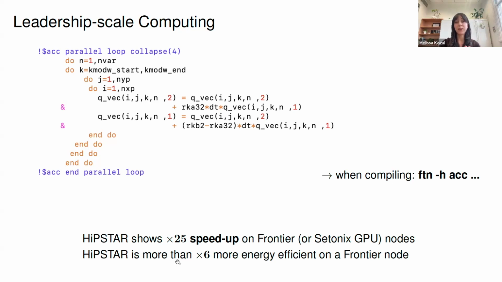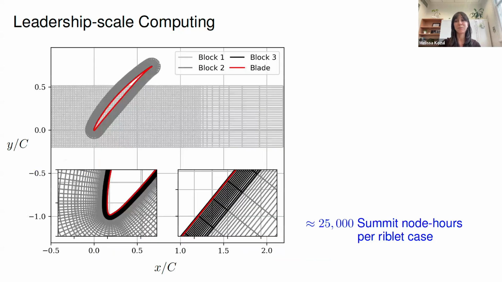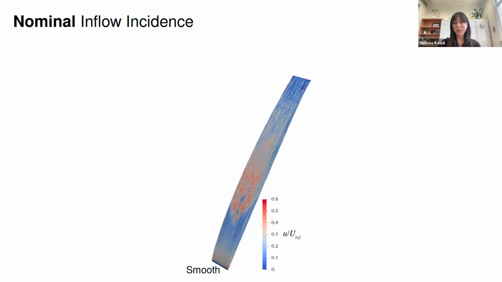GPUs are more energy hungry than CPUs, but even with that factor of the energy consumption, Hipstar, our code, is still 6 times more energy efficient on a Frontier node using GPU computing. So we hope to improve the energy efficiency of the gas turbine, but also GPU computing is energy efficient computing. And so this has been very important for us to enable these types of simulations. So what did we get for all that computational grunt? We got these types of results.